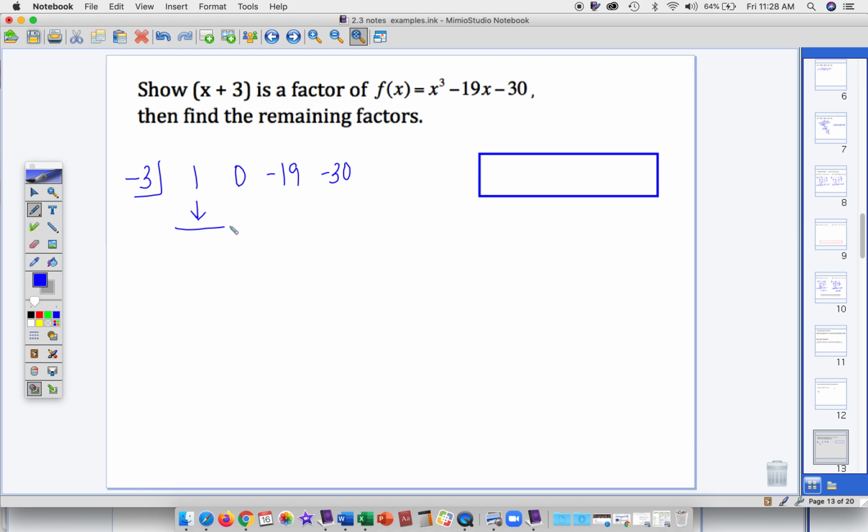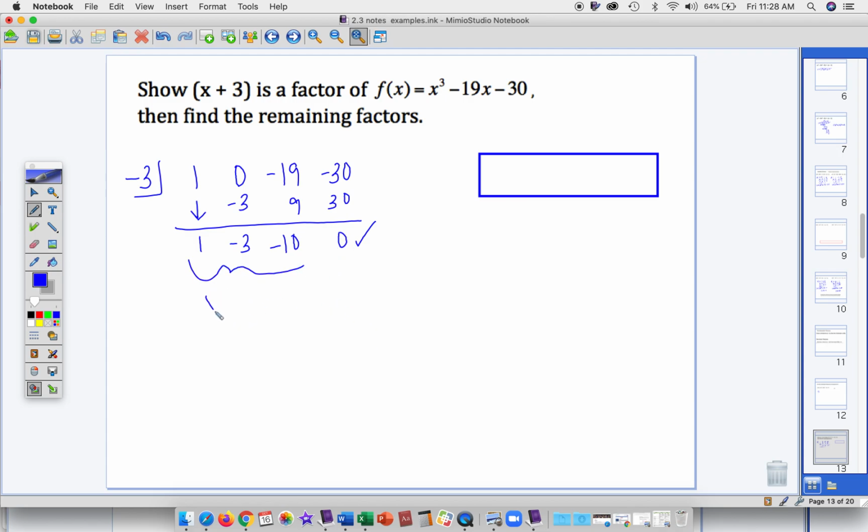So I bring down the 1, multiply, add, multiply, add, multiply, and add. And I got remainder 0, which I'm expecting, right? If you're told to show that this is a factor, you should be getting remainder 0.